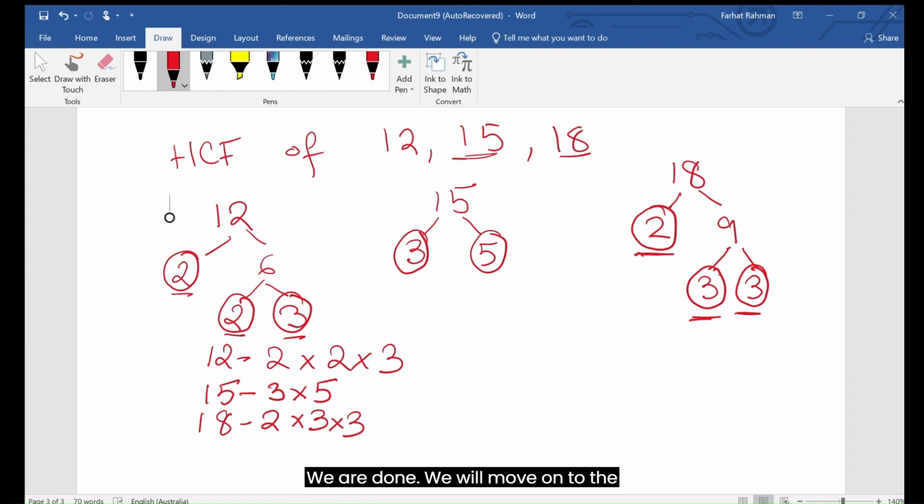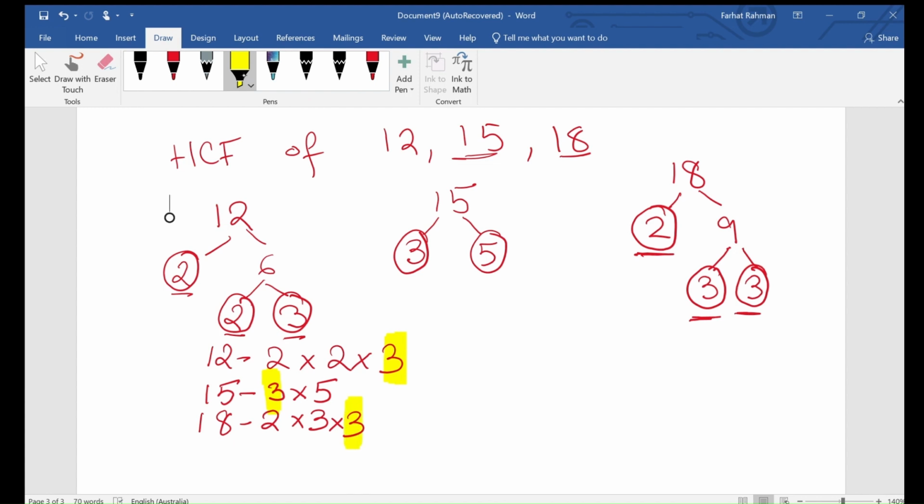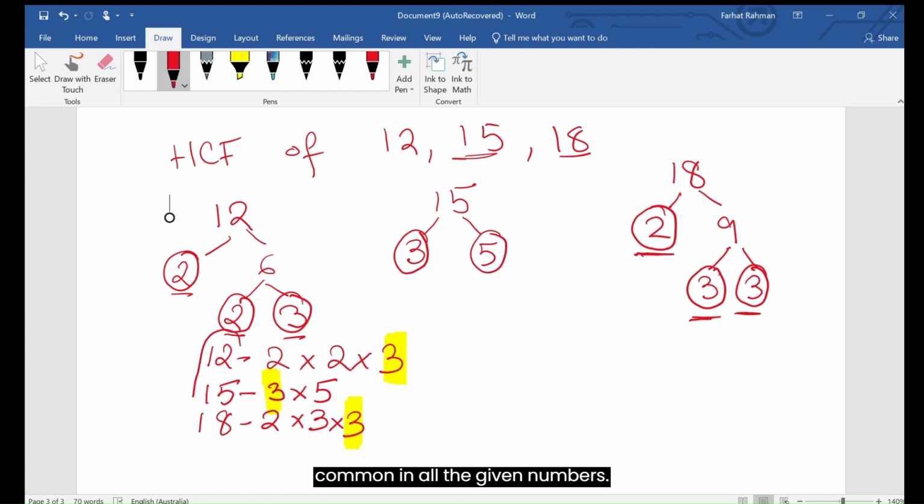We are done. We'll move on to the second step where we need to identify the common prime factors. I'll highlight them. The only common prime factor that I'm seeing here is 3. And the common prime factors have to be common in all the given numbers. So we are done with the second step, identifying the common prime factor.